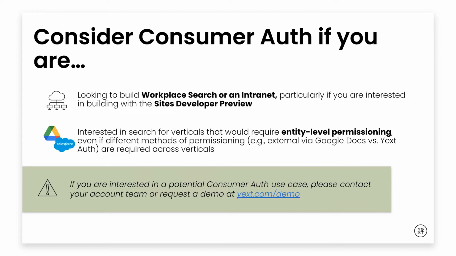And if you overall are interested in search for verticals that would require entity level permissioning, so that's again where at the document level, you have some people that should have access to it in search and some people that shouldn't, particularly if you have that permissioning data strewn about a couple of different places where you need to centralize it. Maybe you have some Google Docs, you have some that aren't permissioned yet, maybe you have some in Salesforce. Consumer Auth can be a really great option to bring all of that information together into one authorized search experience.